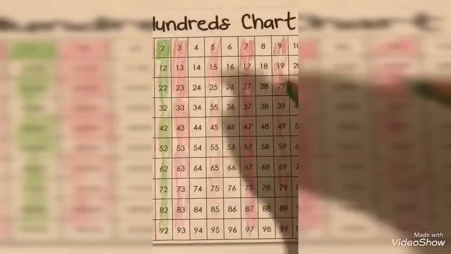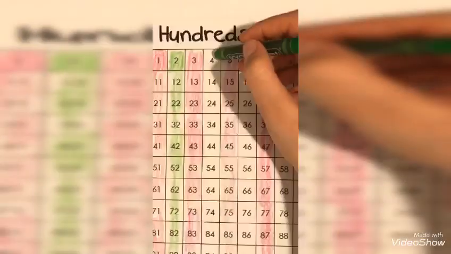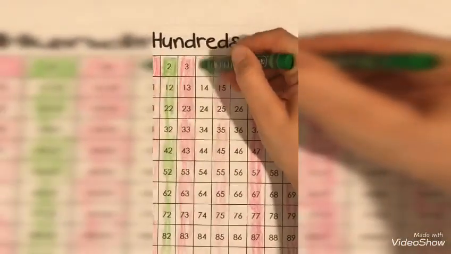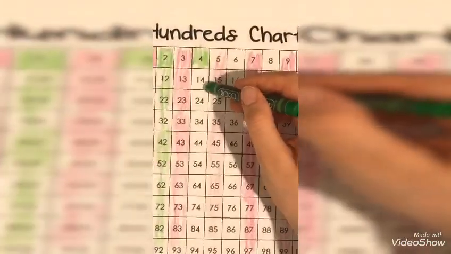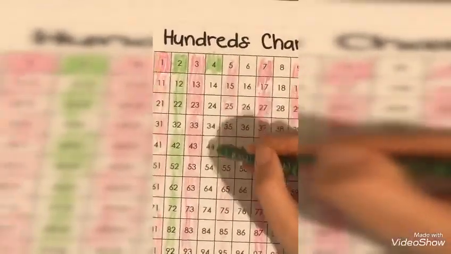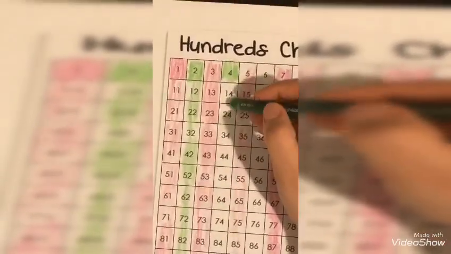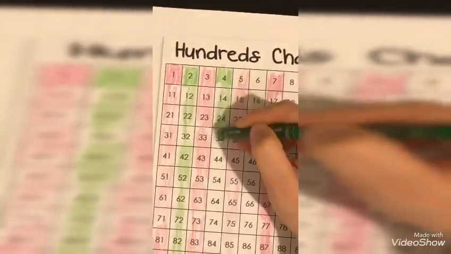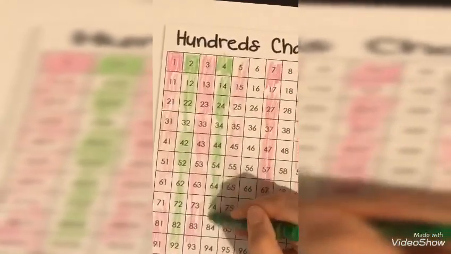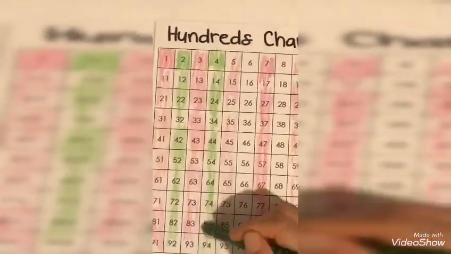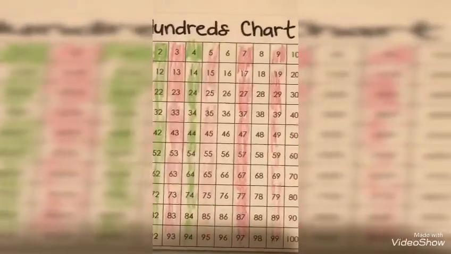Okay, now number 4 also, as we said, is an even number. And all the numbers that end with 4 are even numbers. 14, 24, 34, 44, 54, 64. Okay, all of them are even numbers.